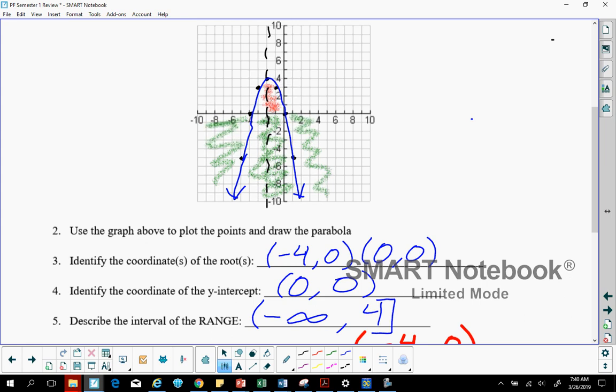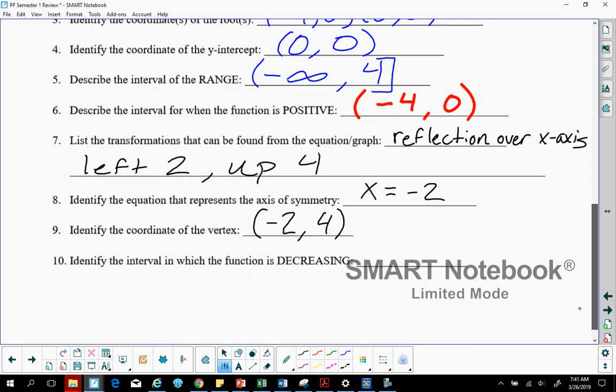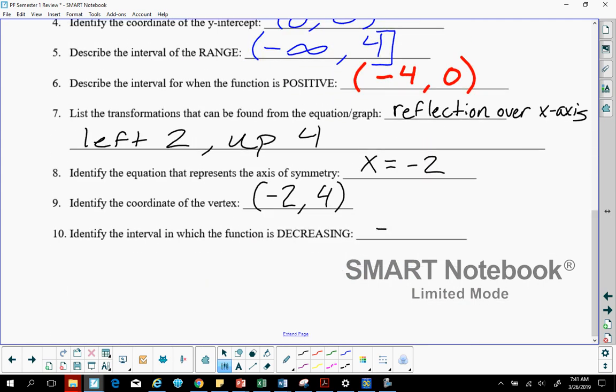It's not from -6 to 0. Which side of the graph is decreasing? The left or the right? The right side. So for the right side, where does it start decreasing? At what x value? -2. So it starts decreasing right here. So this x value is -2. And then it keeps decreasing forever and ever and ever, right?